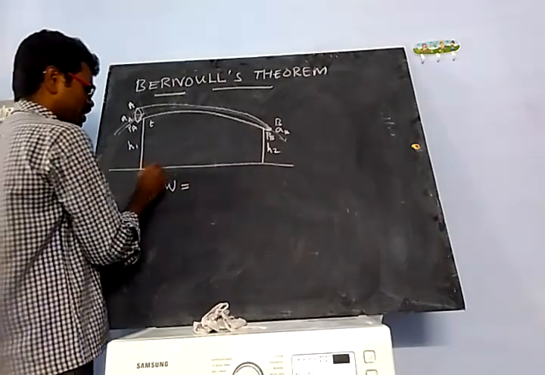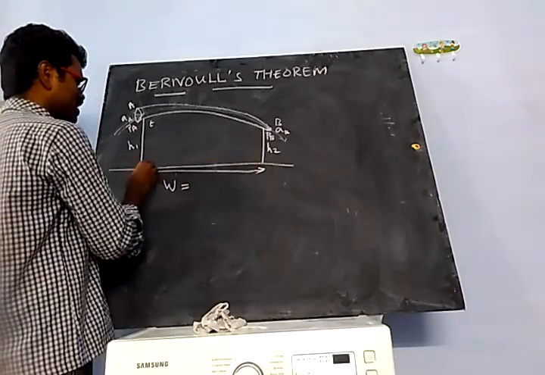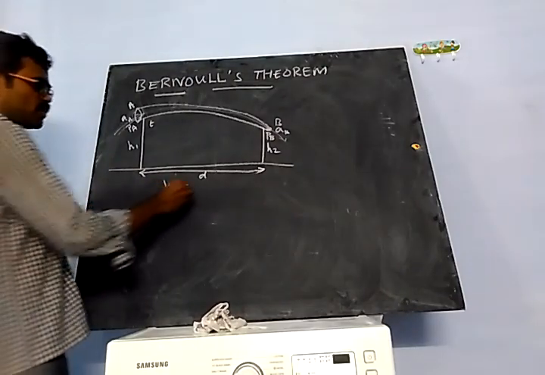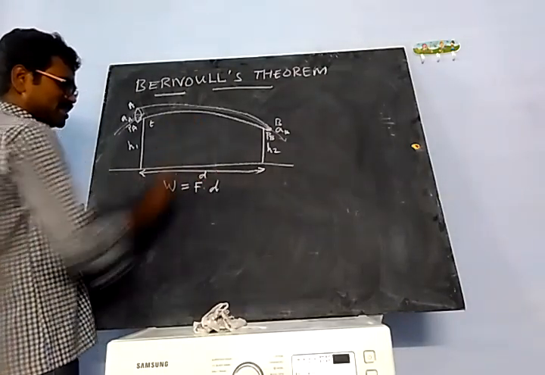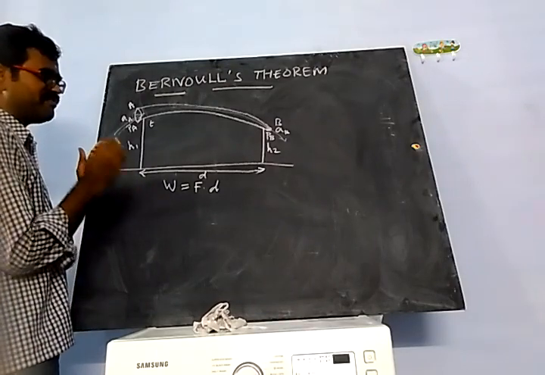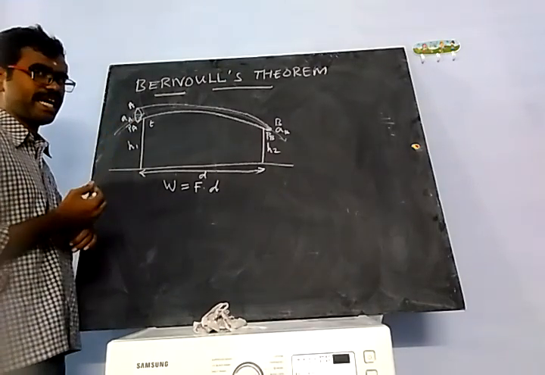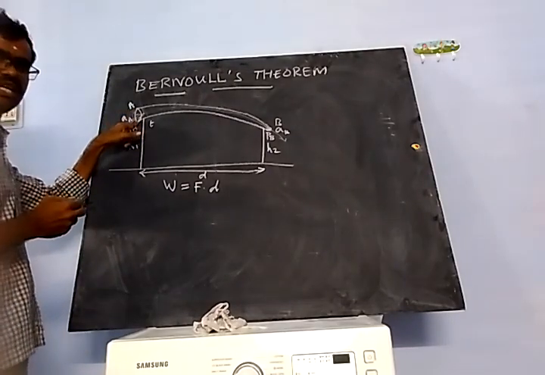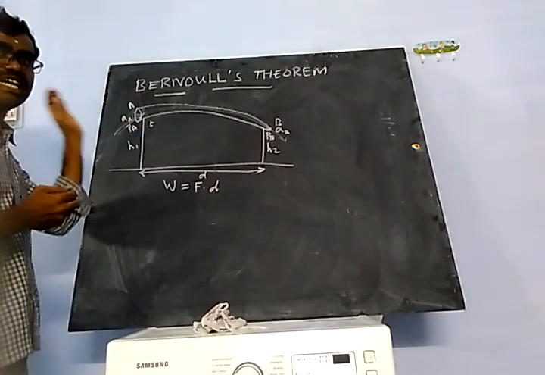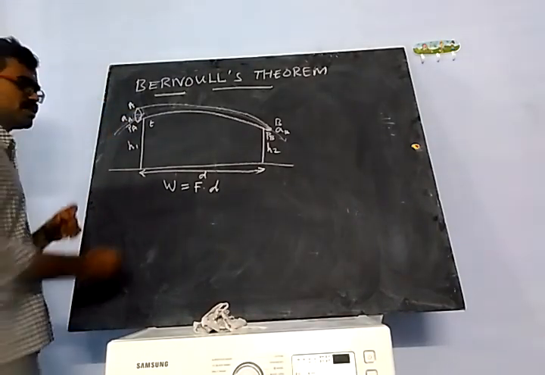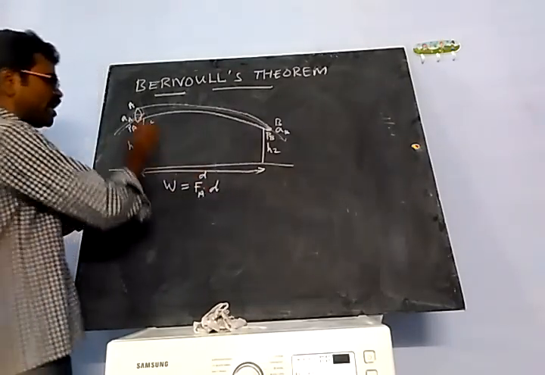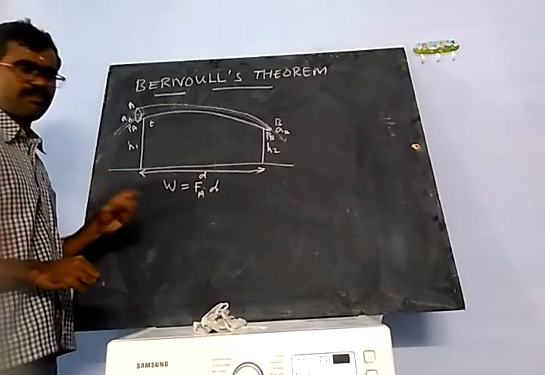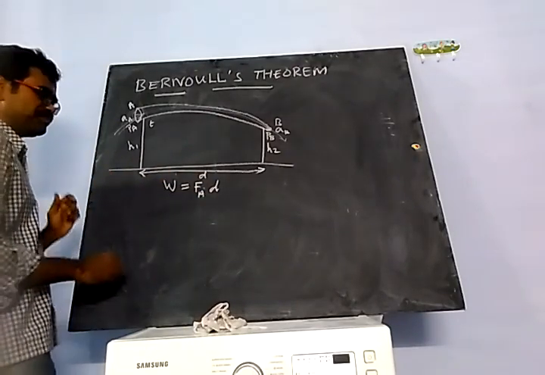Okay, so here the distance between point A and B is small d. Then work done is equal to force into distance. So which point do we want to take? When the liquid is only entering at the point A, this point only needs the work done. So you can choose that point A. How much force does the liquid experience at that point? F_A into d.